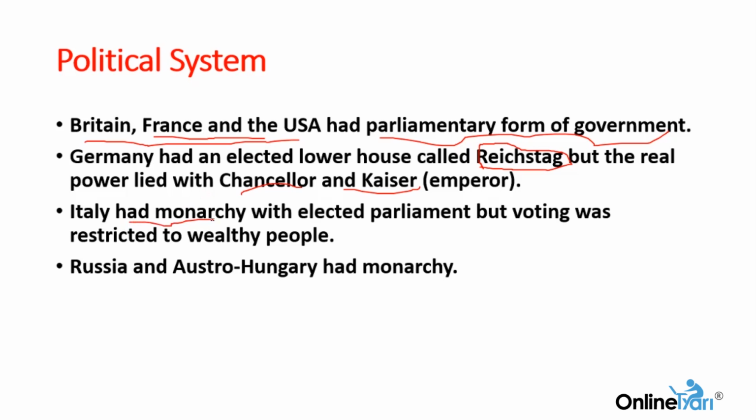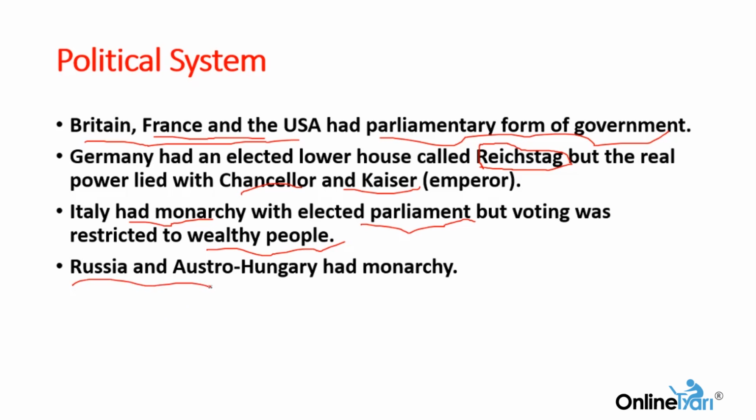Italy had a monarchy, but voting was restricted to wealthy people. And what do you mean by wealthy people? The people who had some wealth or some lands or some influence, like a feudal system kind of, only then could they vote. So it cannot be called a parliamentary system in the broader sense.